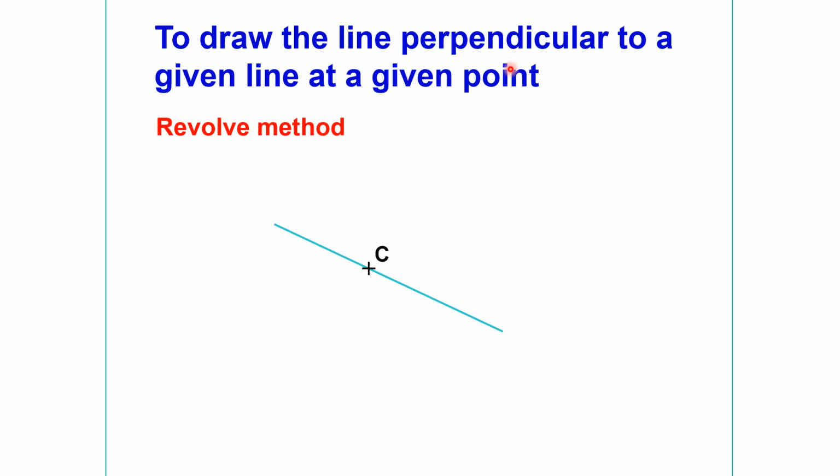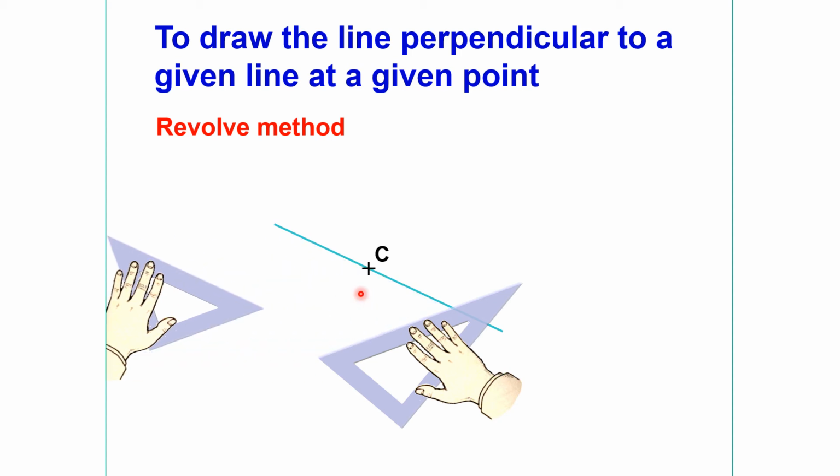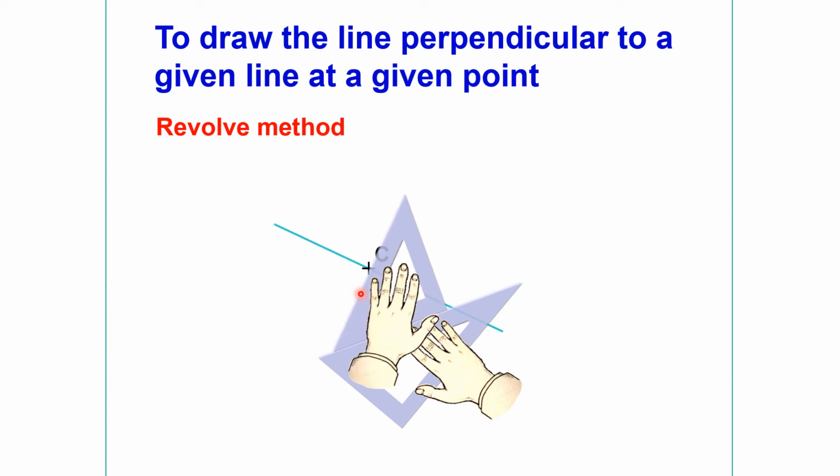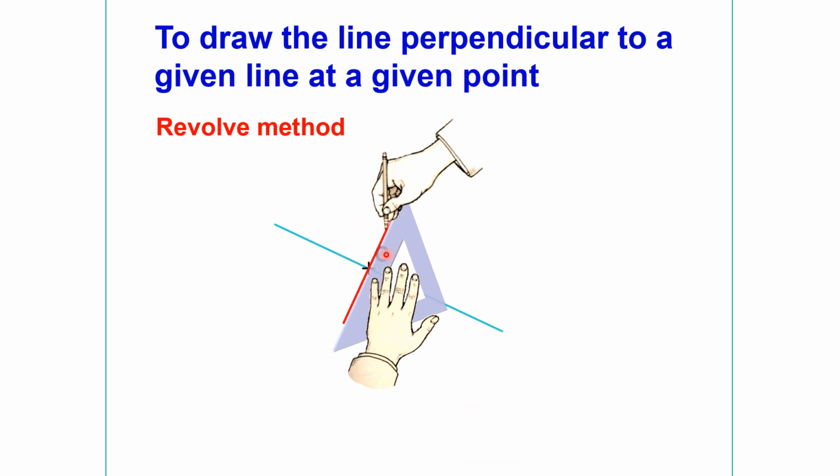Now to draw a line perpendicular at a given point, we want to draw a line perpendicular at this point that is not horizontal. So place this 45 degree triangle. Okay, spot with the 30-60 triangle. Now just rotate it here and draw the line. You will easily get a perpendicular line at this point.